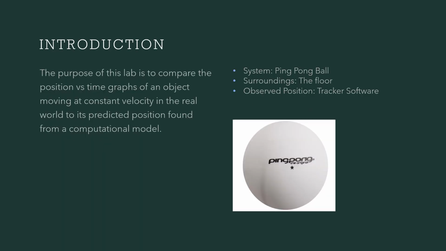The purpose of this lab is to compare the position versus time graphs of an object moving at a constant velocity in the real world to its predicted position found from a computational model. For this experiment, my system was a ping pong ball, the surroundings were the floor, and the observed position software that I used was Tracker.